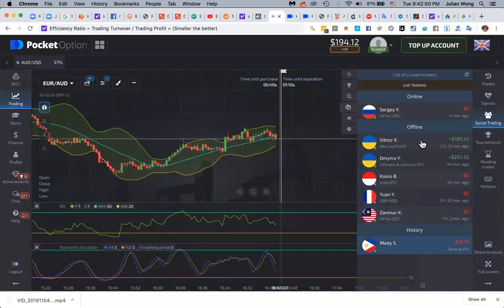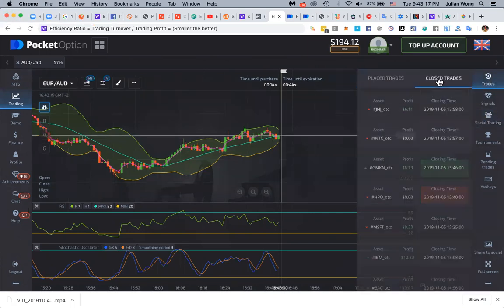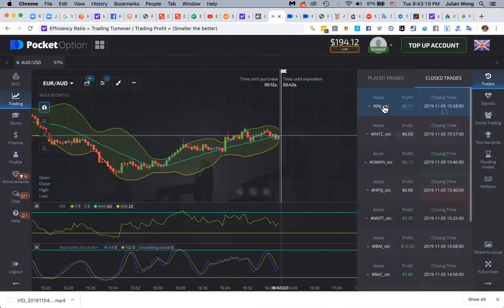So what do these mean? This means the last trade. So I can tell that Dimitro and Victor were responsible for my last 2 winning trades for Microsoft OTC and Johnson & Johnson OTC. Most of these other guys tend to screw up with OTC, but these two are doing quite decent. So let's go into the trades. So Microsoft and Johnson & Johnson, I can see.